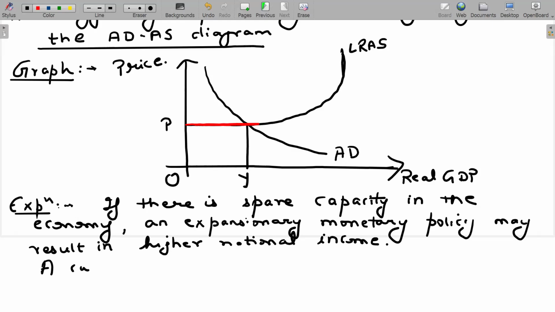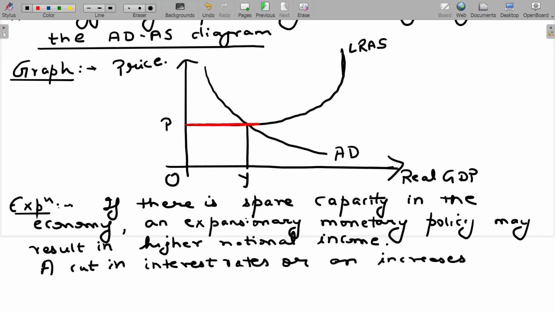A cut in the interest rates, or an increase in the money supply through open market operations. We have done the tools of monetary policy. One is the interest rate, then we have open market operations, then we have reserve ratios, and so on. In case of open market operations, what does the central bank do to increase money supply? The central bank buys government bonds in exchange for printing currency, which gets circulated in the economy, thus causing the money supply to rise.